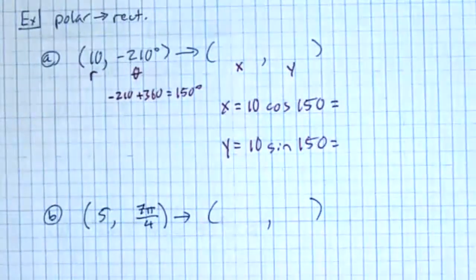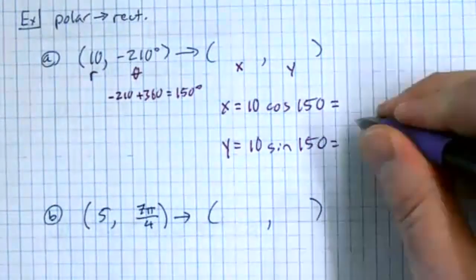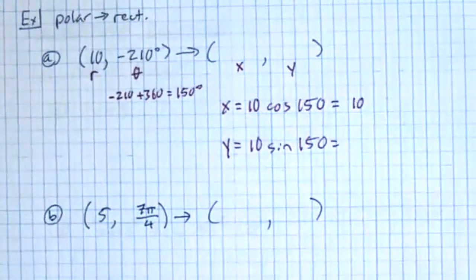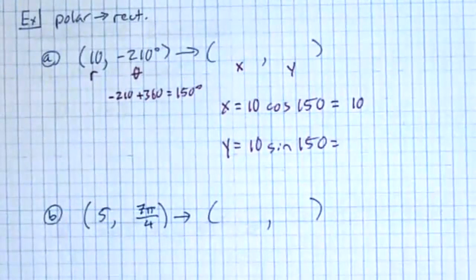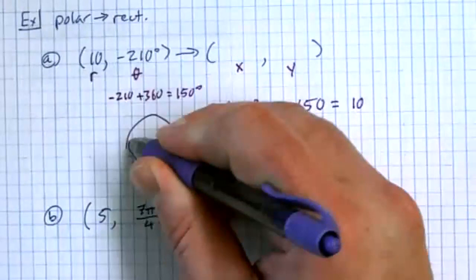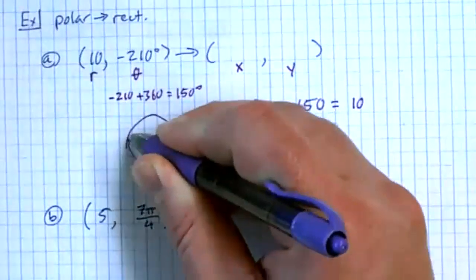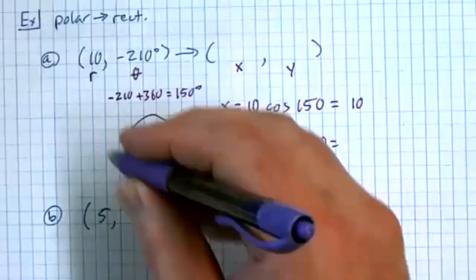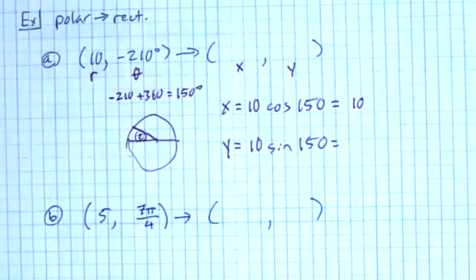So do you remember the cosine of 150? See if you can do this. Let's practice for this memorization quiz that's coming up on Wednesday. Cosine 150. What's the reference angle for 150? Can you picture that in your mind? Here's my unit circle. Here's 180. How far is 150 away from that? So my reference angle is 30.